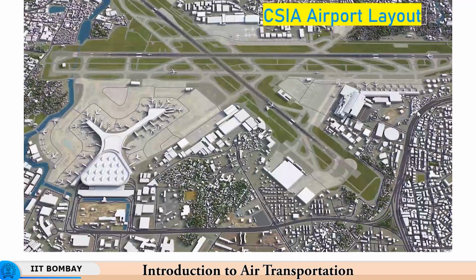For example, here is the Chhatrapati Shivaji Maharaj International Airport, and this is the broad layout of the airport. Now, in this airport we have cross runways, and the landside area is at two places. There is one here which is terminal 2, where we have the international airport, and there is one here which is terminal 1, which is the domestic airport.